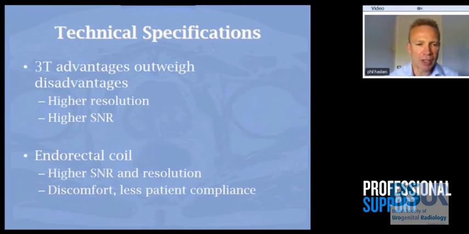We don't currently use an endorectal coil, certainly not in our centre, and I don't know of very many places in the UK who do. It's certainly a lot less comfortable for the patient, and patients are going to be a lot less compliant with this, particularly if you're proposing MRI as part of an ongoing surveillance program. The endorectal coil will, however, give you a higher signal-to-noise ratio and resolution.